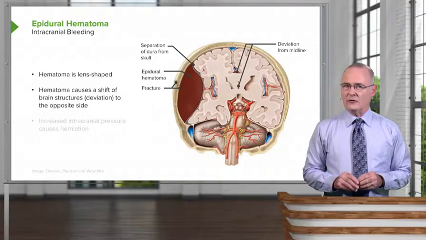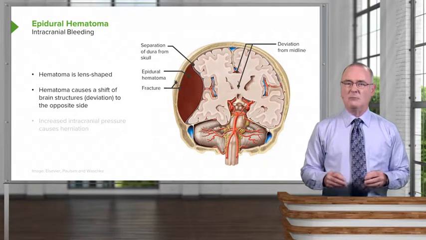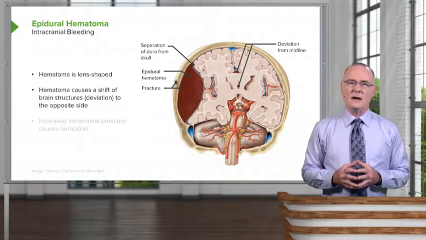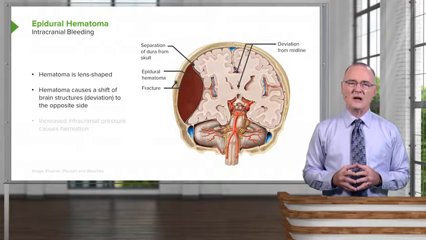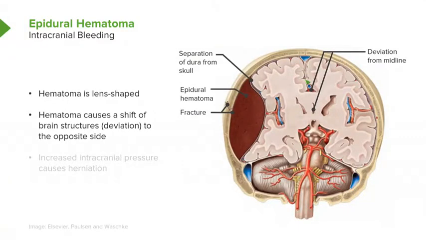A very important consideration of an epidural hematoma is because of the rapid bleed, because this artery is under high arterial pressure. The hematoma can and usually does cause a shift of brain structures that will then deviate to the opposite side. So you can see a shift here of this side of the image being shifted over to the right side of the image because of this high pressure of this space-occupying lesion.